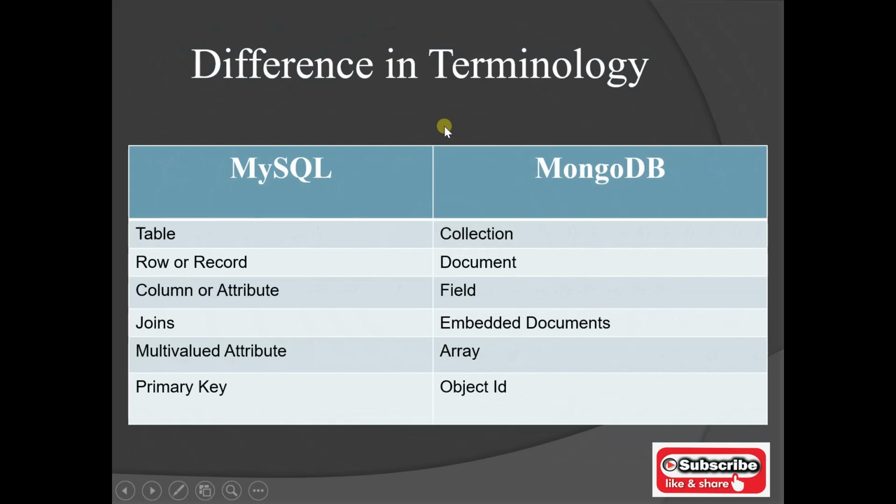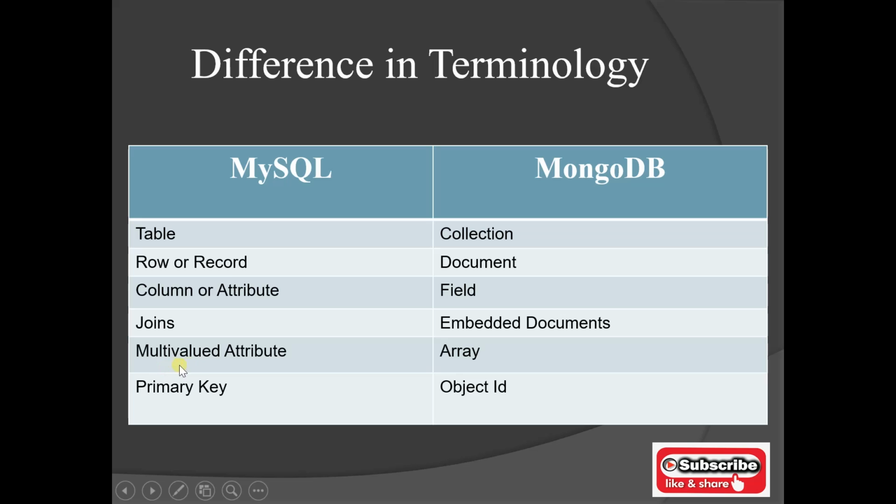The next one is terminology. How can we identify the terms which are there in MySQL database and MongoDB database? In MySQL database, we create tables, whereas in MongoDB, we have collections. In MySQL, we have rows or records, whereas here we have documents, which are in the form of JSON, JavaScript Object Notation. In MySQL, we have columns or attributes. Here we have fields. In MySQL we have join operations, whereas here we have embedded documents.